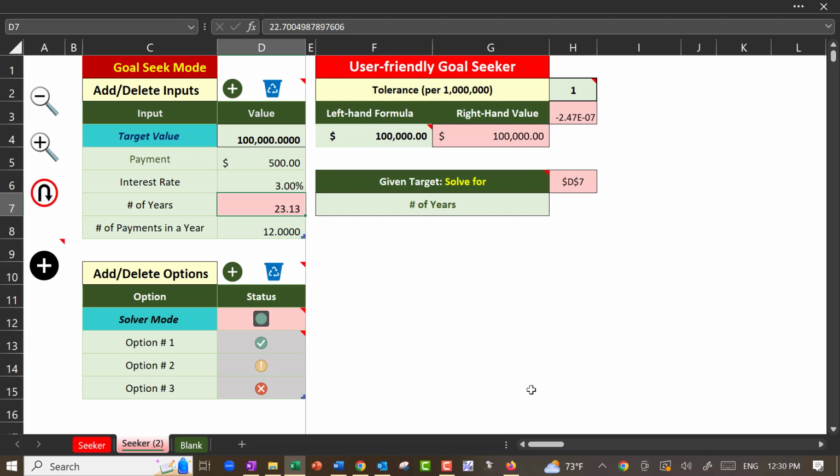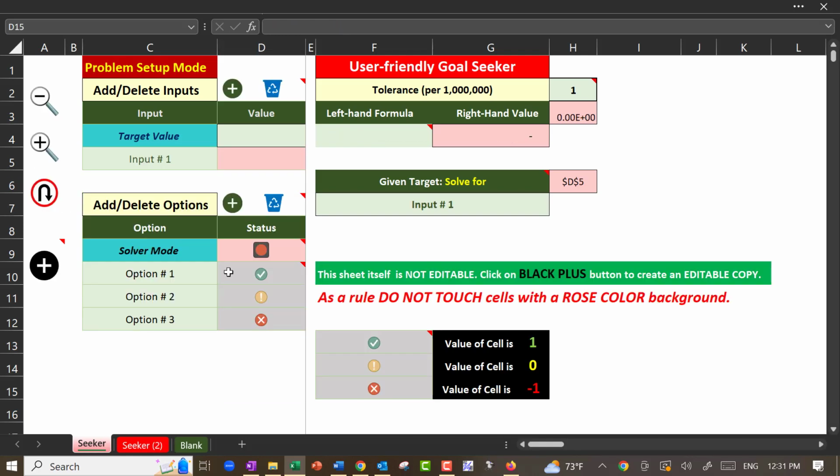By the way, this is a very useful little macro. It goes back to the last sheet that you visited. So if you had a workbook with 20 sheets, you went to one of them, and you don't remember where you were last, just hit the U-turn and you'll go back there. But that means you have to use this as a template.